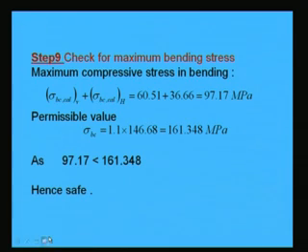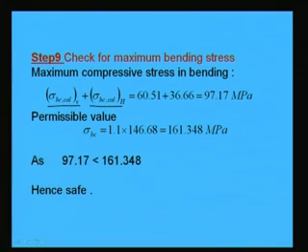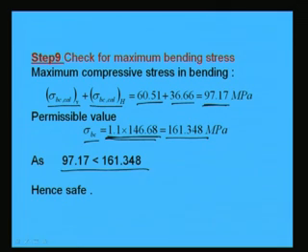So, now we will check for the combined stresses, for vertical load and for horizontal load. That stress has to be less than 1.1 sigma BC as per the Codal provision, as we have discussed earlier. So, sigma BC cal vertical and sigma BC cal horizontal is becoming 60.51 plus 36.66, that is 97.17, and the permissible value will become 10% more than the calculated one. So, 1.1 into 146.68, that is becoming 161.348 MPa. So, this 97.17 is less, hence it is safe.